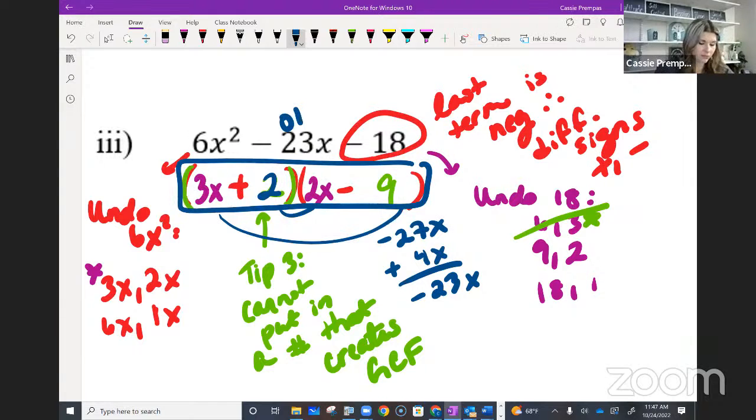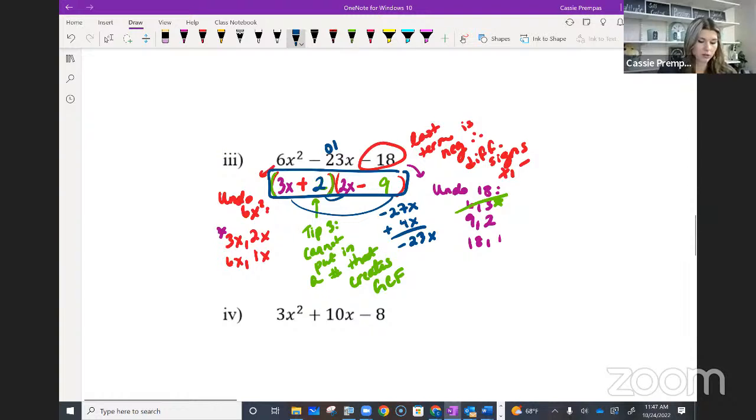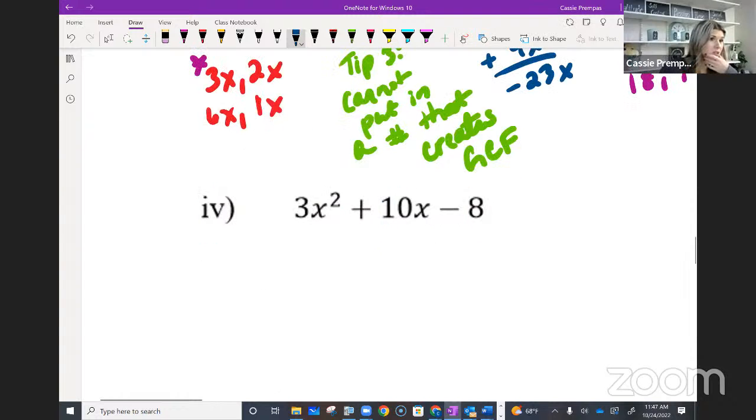Let's try another one. Number 4. Do you guys want to try this one on your own? See if you can get it? No? You want to try it? Okay, well, let's do it together. Is there a GCF? No, so let's do the 2 parentheses. See if you can determine the signs on your own. That's an important step.